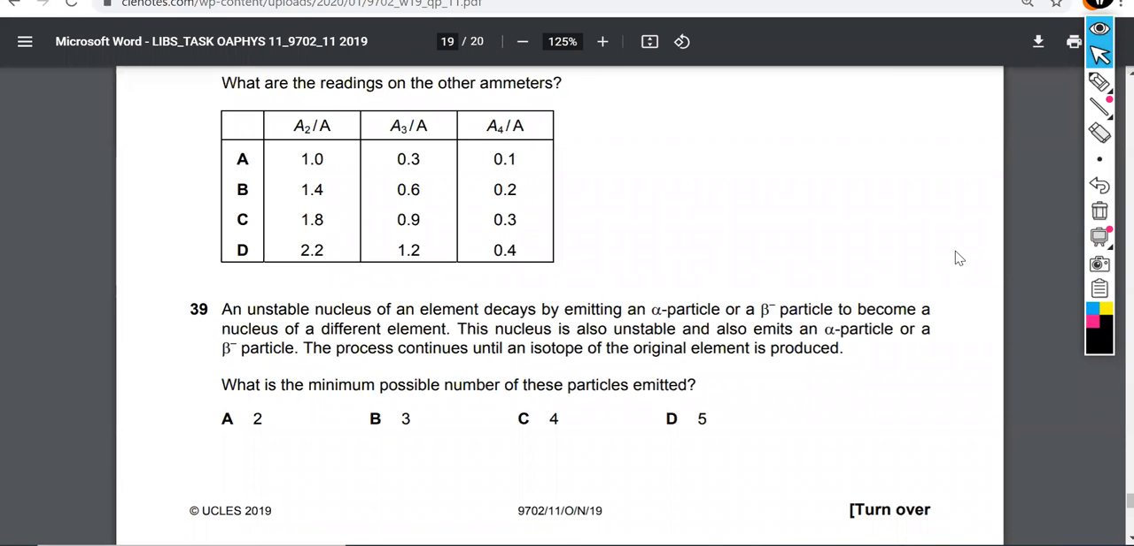And for our final review question of the day, we have an unstable nucleus of an element that decays by emitting an alpha particle or a beta minus particle to become a nucleus of a different element. The nucleus is also unstable and also emits an alpha particle or a beta particle. The process continues until an isotope of the original element is produced. What is the minimum possible number of these particles emitted?